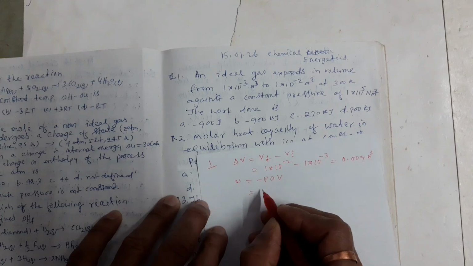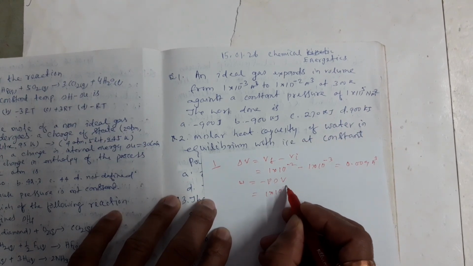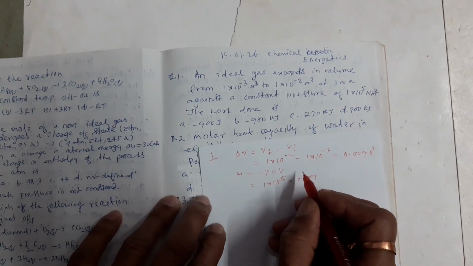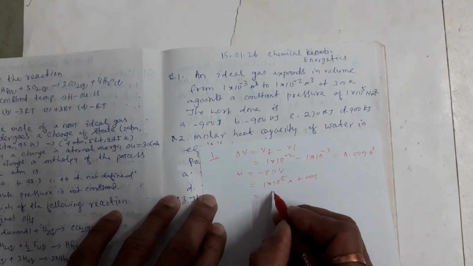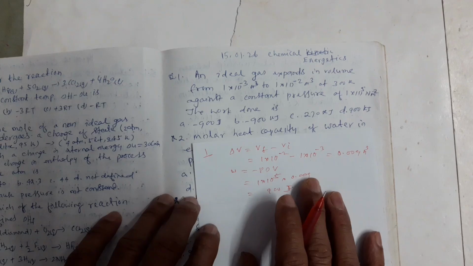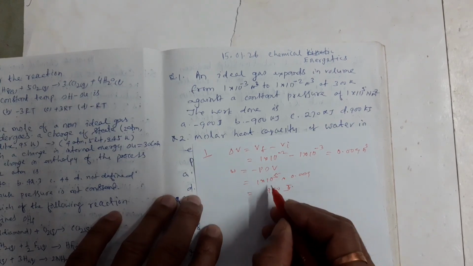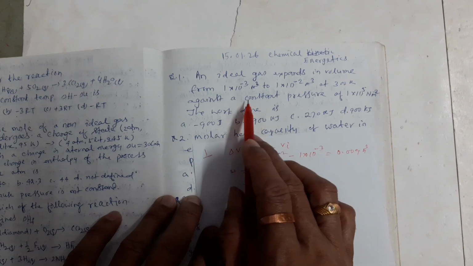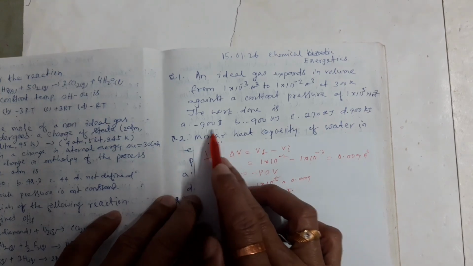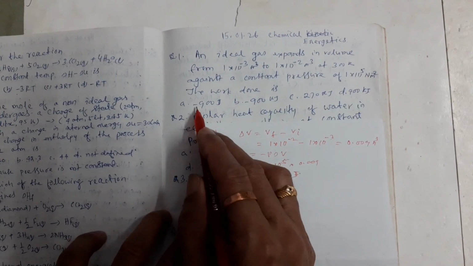So this is your P. P is given as 1 × 10^5, and ΔV is 0.009. So you will get the answer 900 joule. So choice A is the correct answer. There is a minus sign because the volume expands, therefore it is −900 joule. Choice A is the answer.